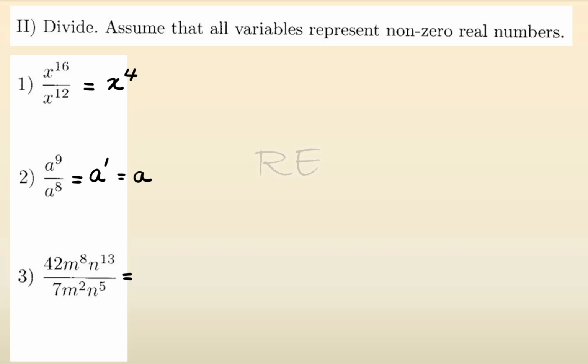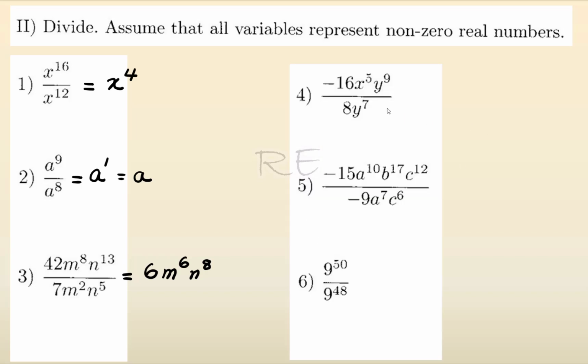42 divided by 7, 6. N to the 8th over n to the second. 8 minus 2, 6. M to the 6th. And 13 minus 5, 8. N to the 8th. Negative 16 divided by 8, negative 2. X to the 5th stays the way it is. And y to the 9th divided by y to the 7th, y to the 2nd.